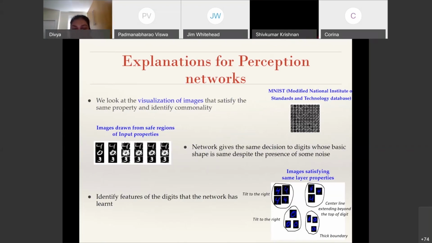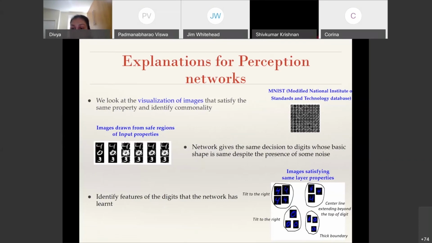On the other hand, with the help of layer properties, we were able to identify more semantic features. For instance, looking at images from the train set that satisfy the same layer property, we were able to infer certain features. If we look at the group of fours which satisfy the same layer property, they might look different from each other as input images, but they all seem to have a certain common feature of the center line extending above the top of the digit, or all of them having a tilt towards the right. Similarly, for the group of zeros at the bottom, they all seem to share a common feature of a thick boundary.